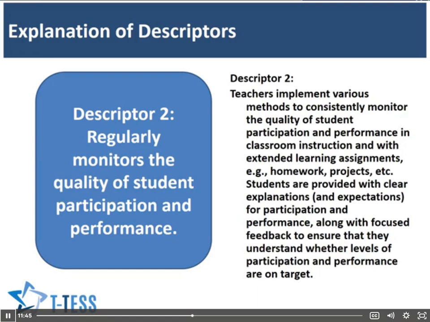In looking at descriptor 2, it reads, regularly monitors the quality of student participation and performance. For descriptor 2, some actual behaviors we might see include teachers implement various methods to consistently monitor the quality of student participation and performance in classroom instruction and with extended learning assignments, for example, homework, projects, etc. Students are provided with clear explanations for participation and performance, along with focused feedback to ensure that they understand whether levels of participation and performance are on target with the expectations.